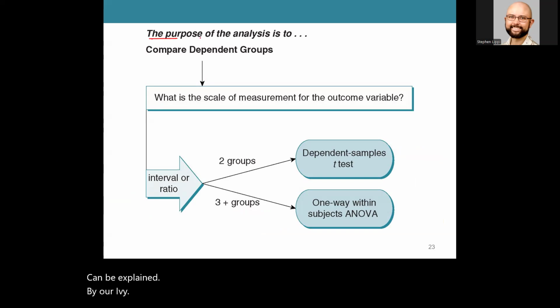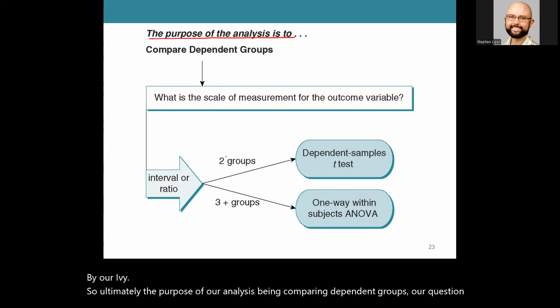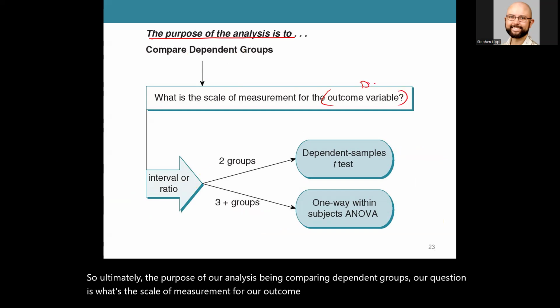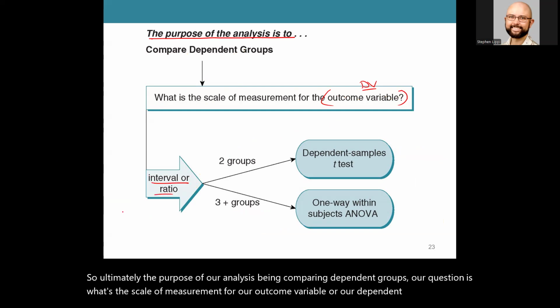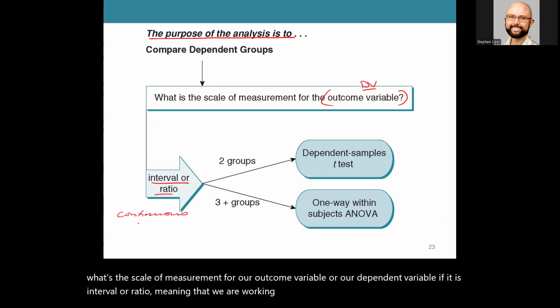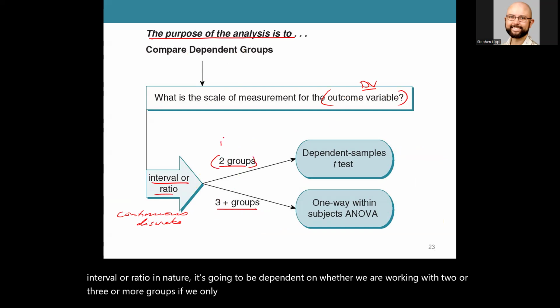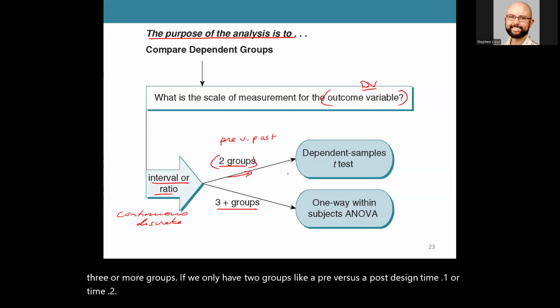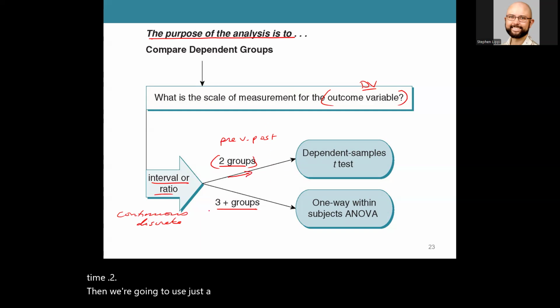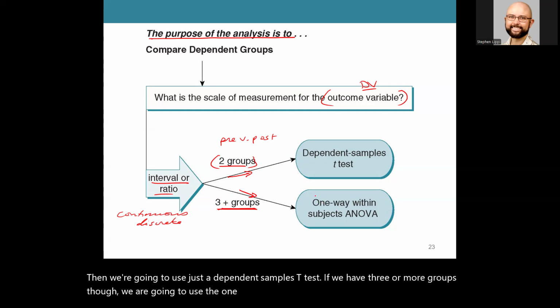So ultimately, the purpose of our analysis being comparing dependent groups, our question is, what's the scale of measurement for our outcome variable or our dependent variable? If it is interval or ratio, meaning that we are working with continuous data or discrete data that is interval or ratio in nature, it's going to be dependent on whether we are working with 2 or 3 or more groups. If we only have 2 groups, like a pre versus a post design, time point 1 or time point 2, then we're going to use just a dependent samples t-test. If we have 3 or more groups, though, we are going to use the one-way within subjects ANOVA.